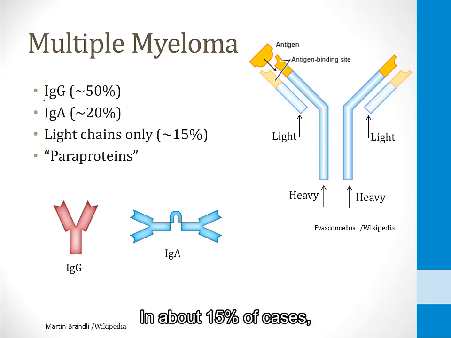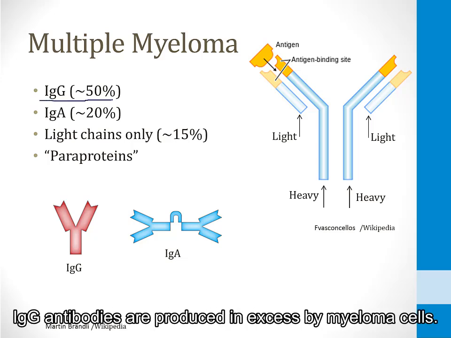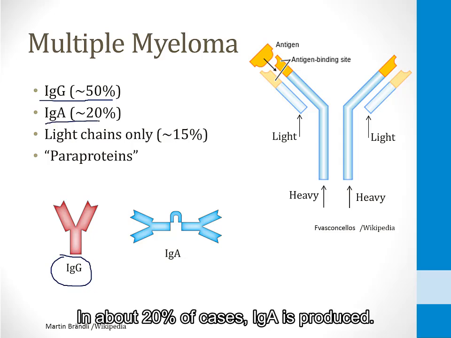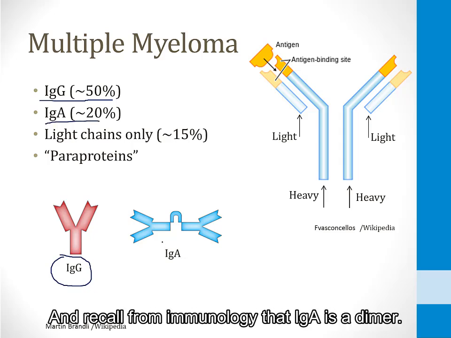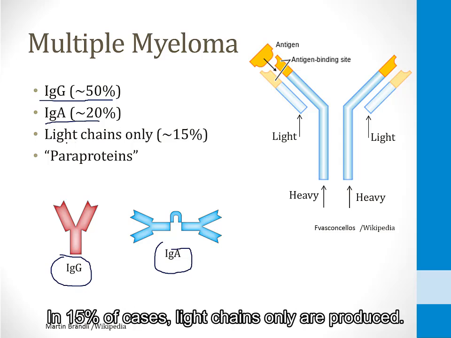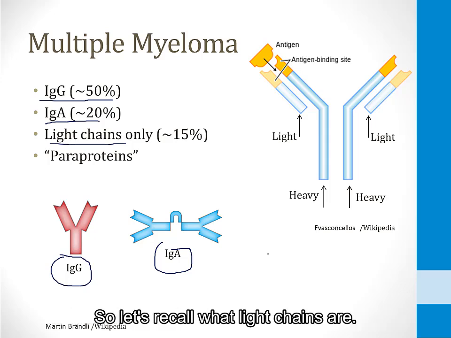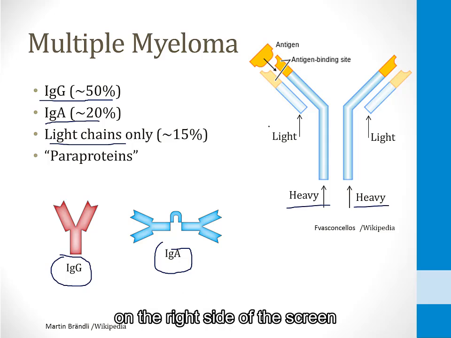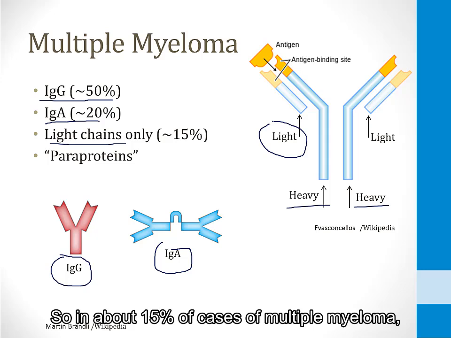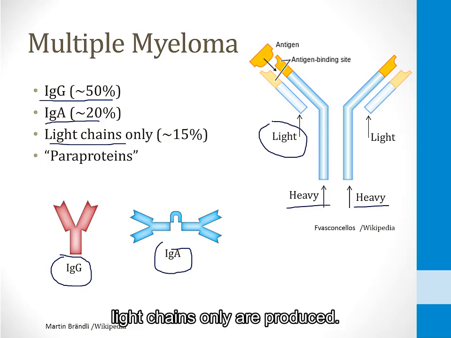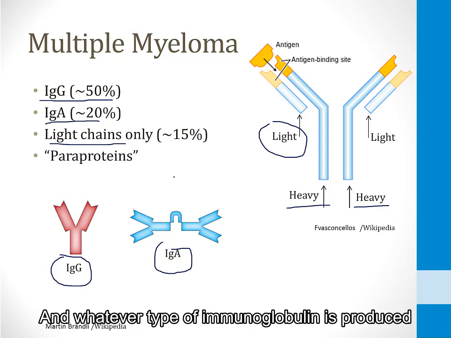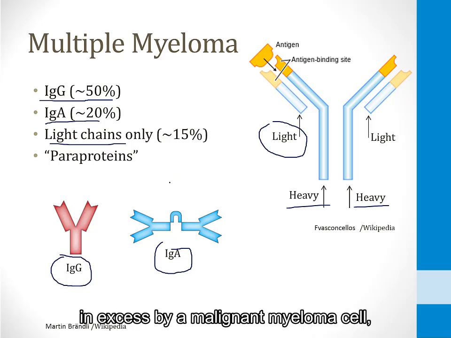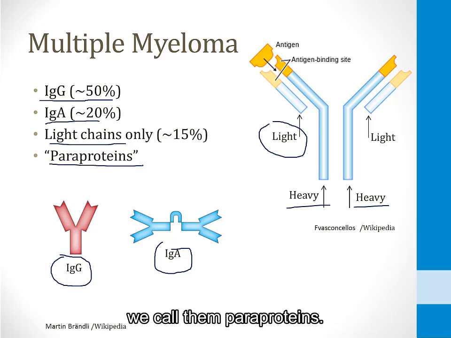In about 50% of cases, IgG antibodies are produced in excess by myeloma cells. Recall that IgG is a monomer antibody. In about 20% of cases, IgA is produced, and recall from immunology that IgA is a dimer. In 15% of cases, light chains only are produced. So let's recall what light chains are. Antibodies have a heavy chain, as I've shown in this picture on the right side of the screen, and also a light chain. So in about 15% of cases of multiple myeloma, light chains only are produced. And whatever type of immunoglobulin is produced, whether it's IgG, IgA, or light chains, when these immunoglobulins are produced in excess by a malignant myeloma cell, we call them paraproteins.